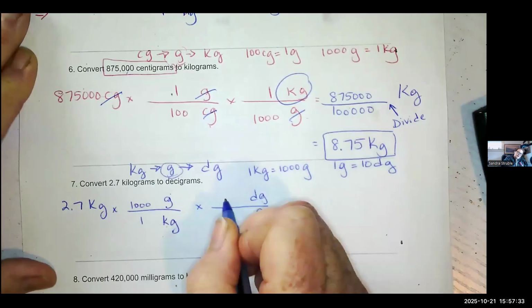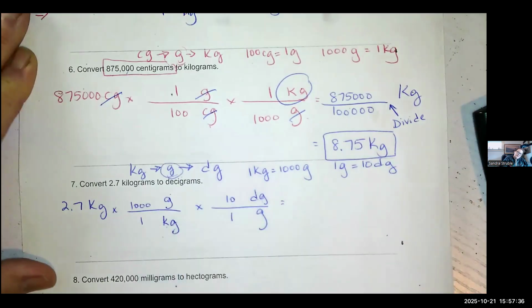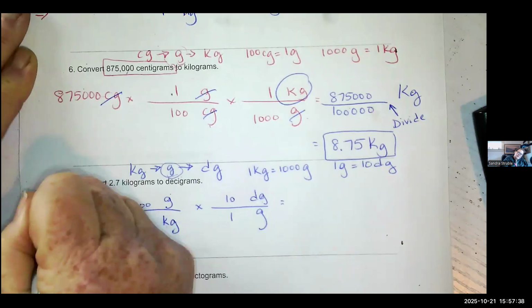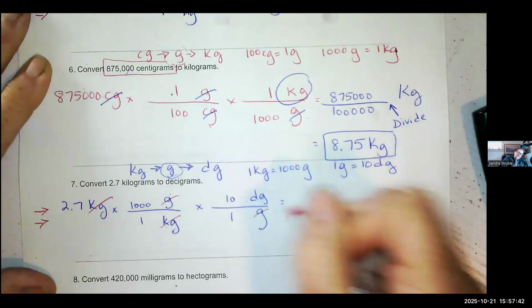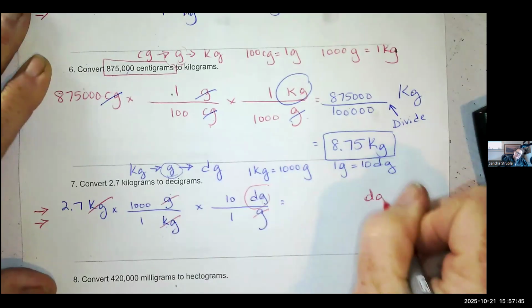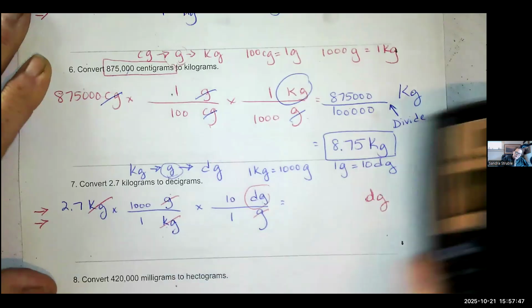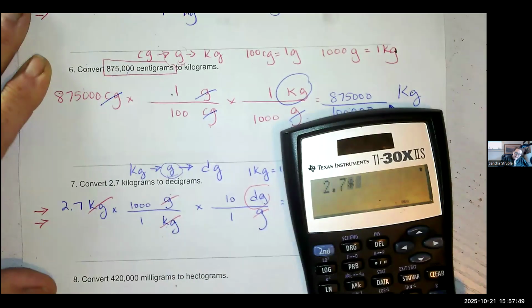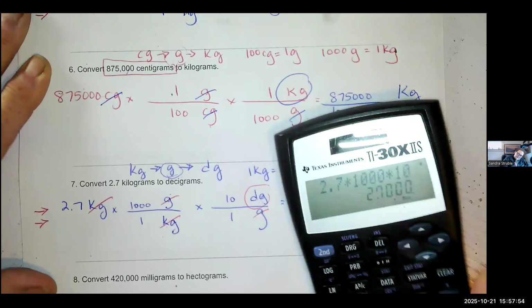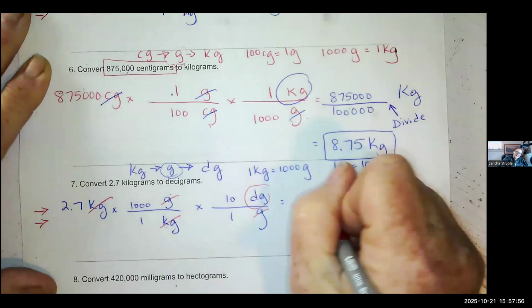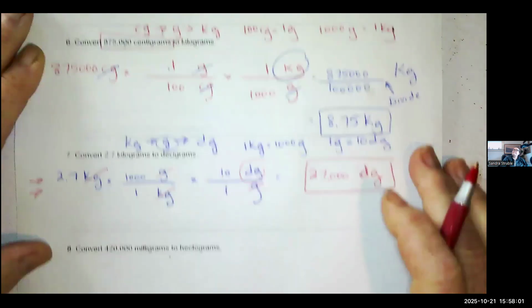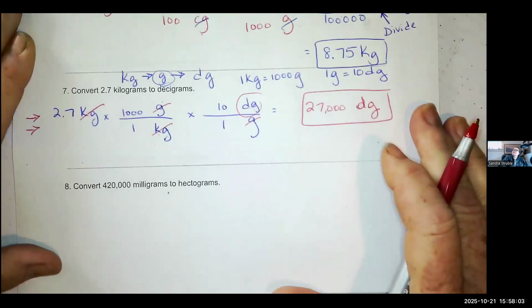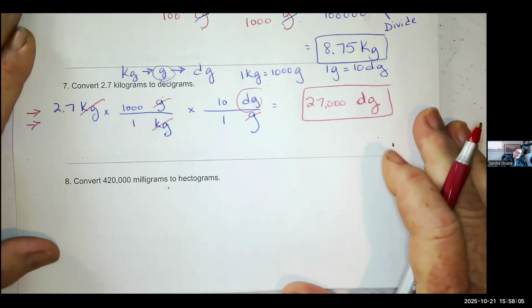We're going to multiply straight across. We will not have to divide on this one because there's only ones in the denominator. I'm left with decigrams. Fantastic. 2.7 times 1,000 times 10 is 27,000 decigrams. That's how many decigrams are in 2.7 kilograms. Okay. All right. Did that come out right? Yes, because there's only 10.